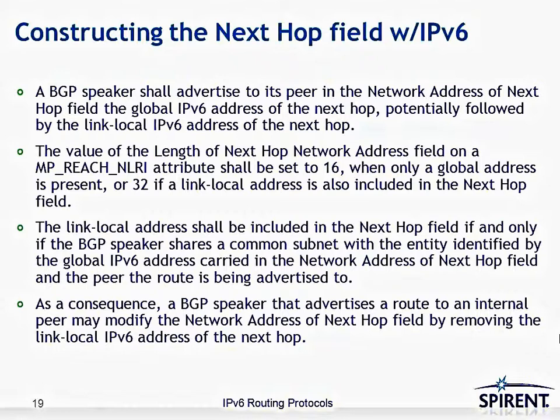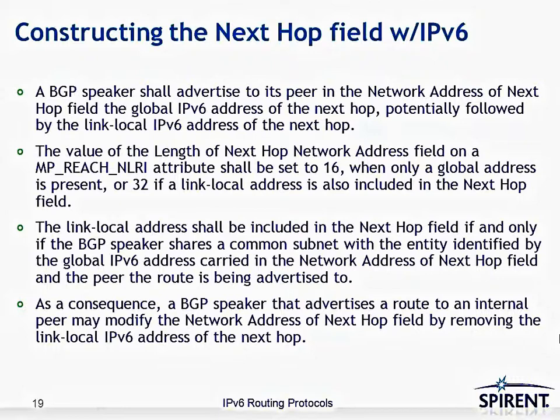So, constructing the next hop field with IP version 6. A BGP speaker shall advertise to its peer, in the network address of the next hop field, the global IPv6 address of the next hop, potentially followed by the link local IPv6 address of the next hop. That can be differentiated by the value of the length of the next hop address field in the multi-protocol reachable NLRI attribute. It would be set to 16 when only a global address is present, or 32 if a link local address is also included in the next hop field.